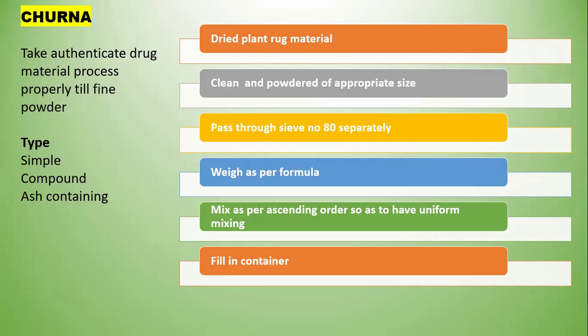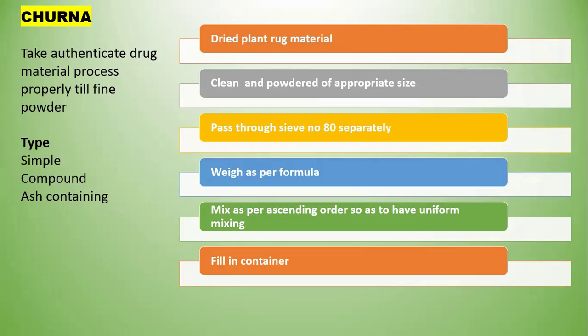This is the simple process. First we take the drug material and authenticate it. After authentication, dry the drug material, then check whether any adulterant is present. If an adulterant is present, then you have to remove it.